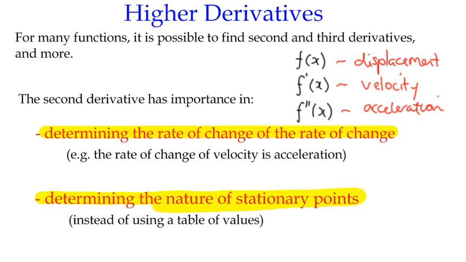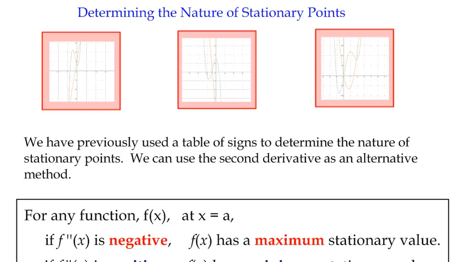The second thing, and the thing we're going to concentrate on just now, is the idea of using the second derivative to determine the nature of stationary points on a graph. You may have up to now used a table of values in order to prove that a stationary point is a maximum or a minimum. And what we're going to look at is a different way of determining that. We're going to do that using, first of all, some graphs to demonstrate it.